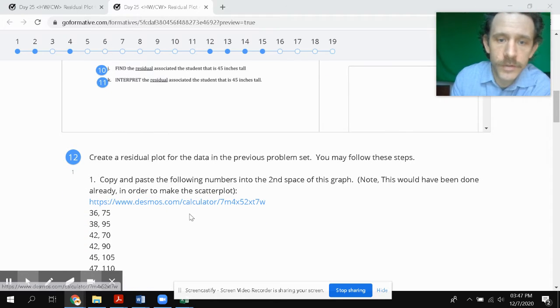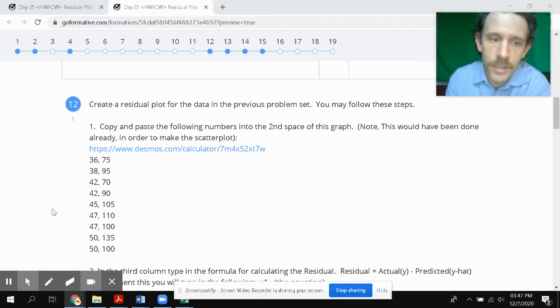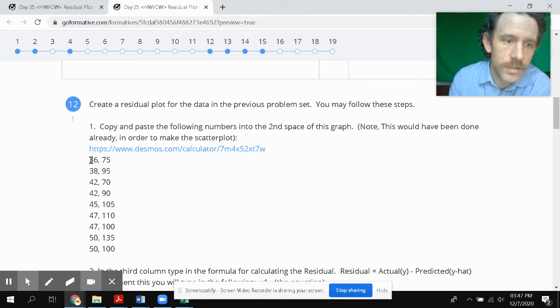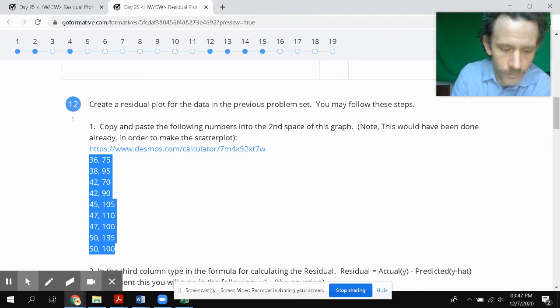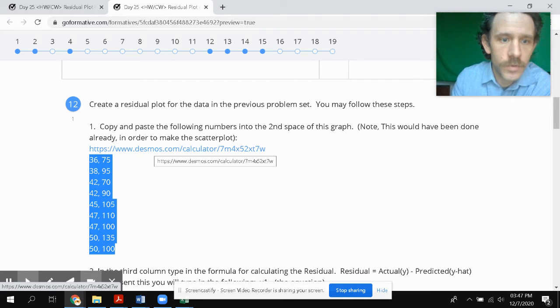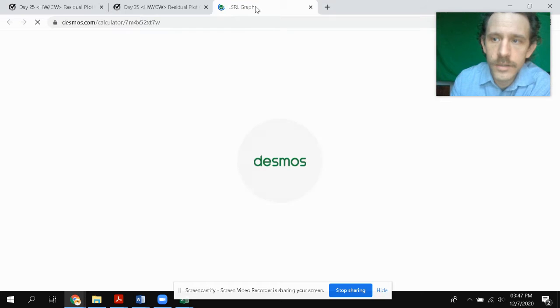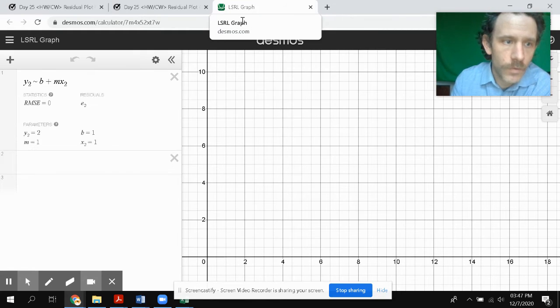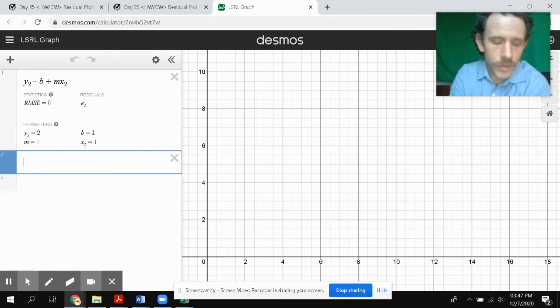So what do we do to do that? We still need the data, the same set of data that we were working with. So this is the group of points for height and weight. First thing you're going to do is copy and paste that. So we need to highlight it and then copy that group of numbers. Click on the link for the Desmos calculator. It takes us here. Okay, go to that second box under the equation of the line, and then hit Control V to paste.